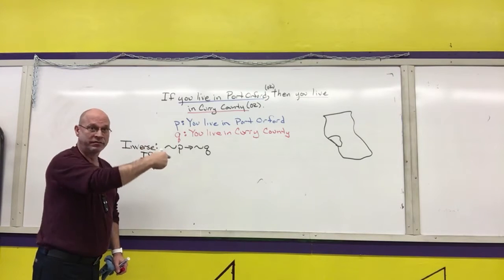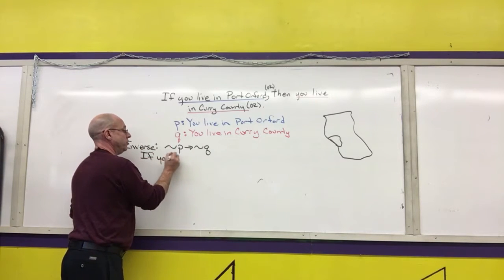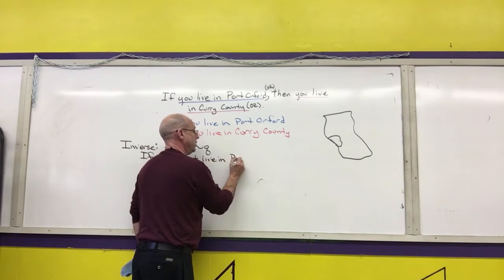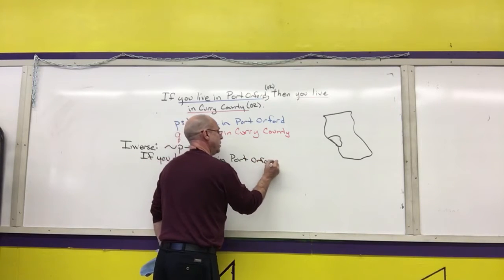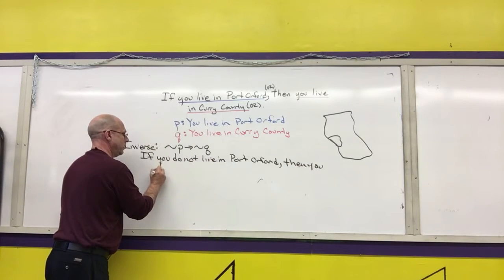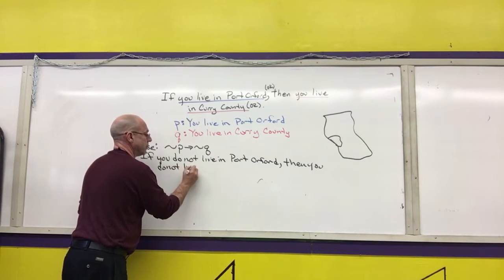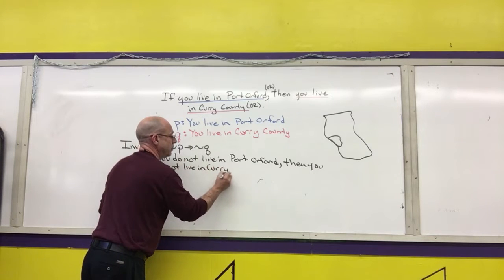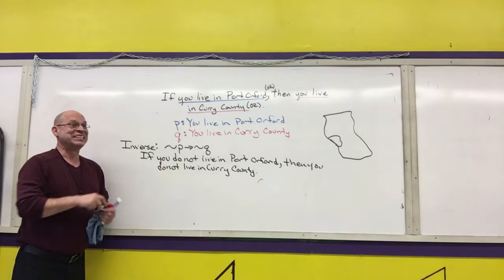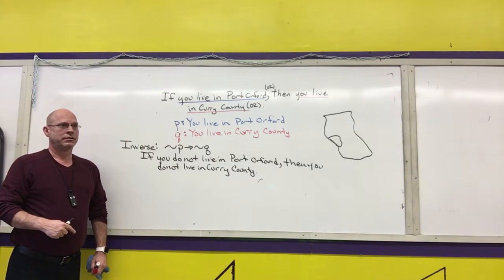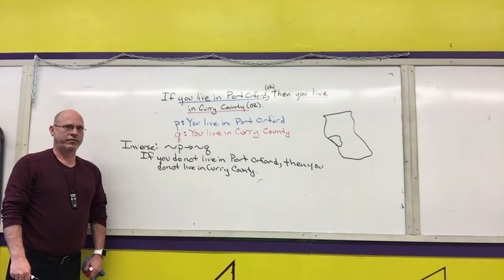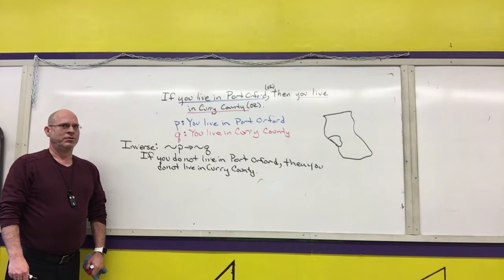You need to be writing all of this. If you do not live in Port Orford, comma, then you do not live in Curry County. This is a valid argument. But is it true? No. Can you give me a counterexample? Yes. If you live in Gold Beach, Oregon, you do live in Curry County.